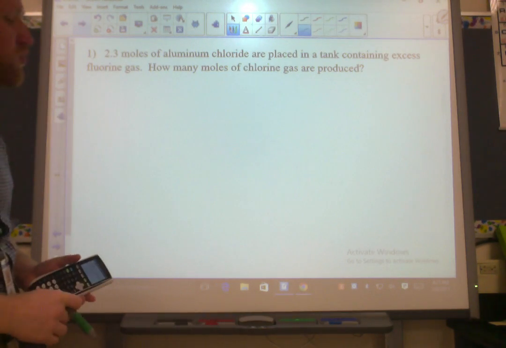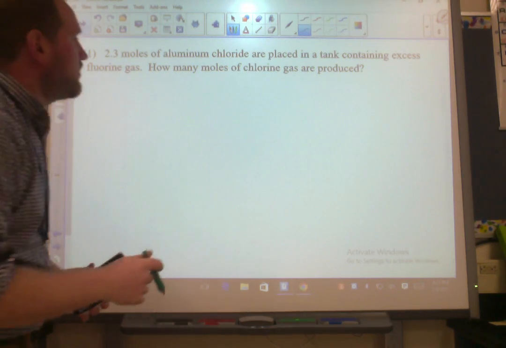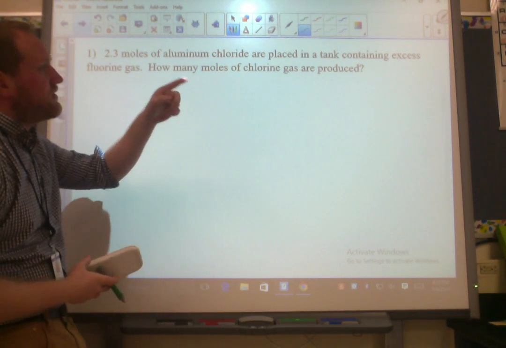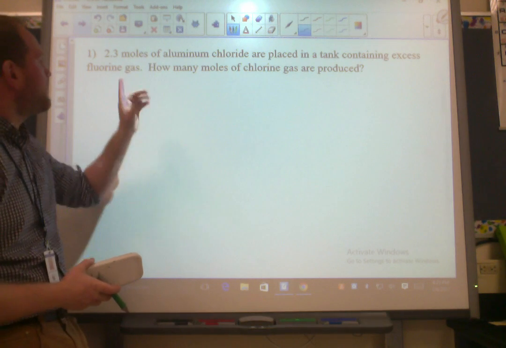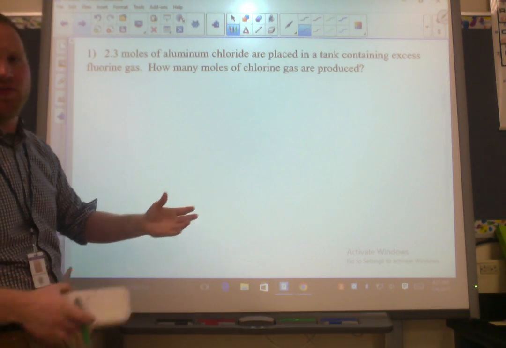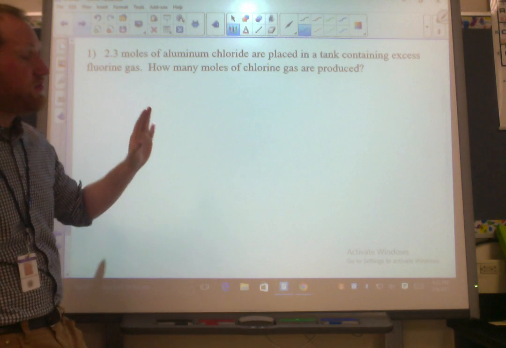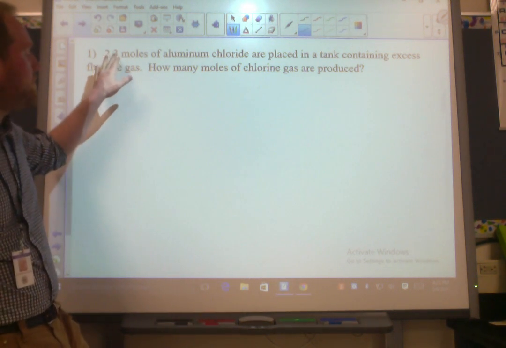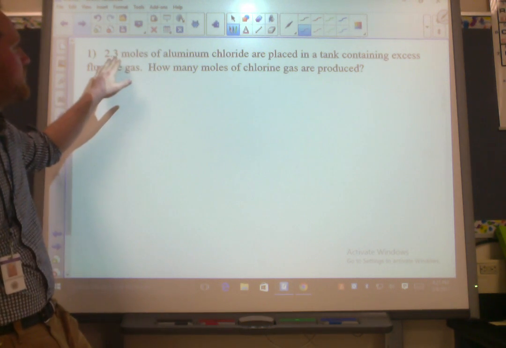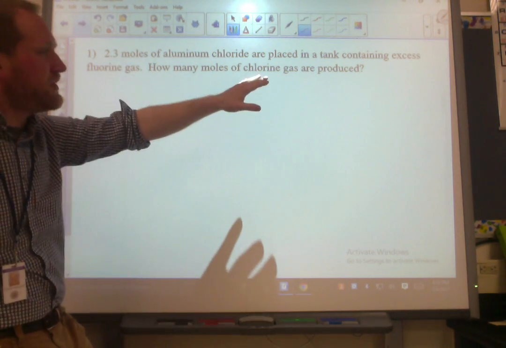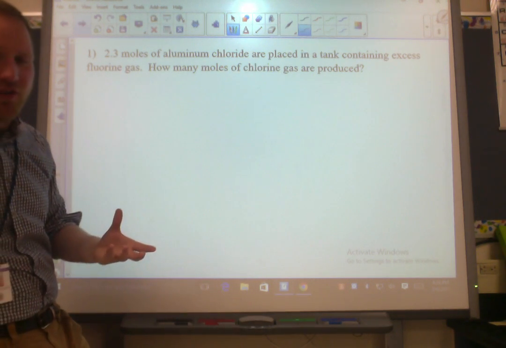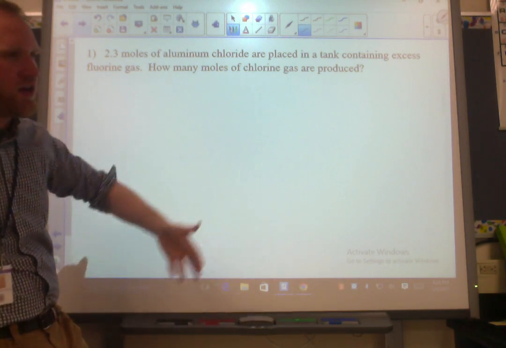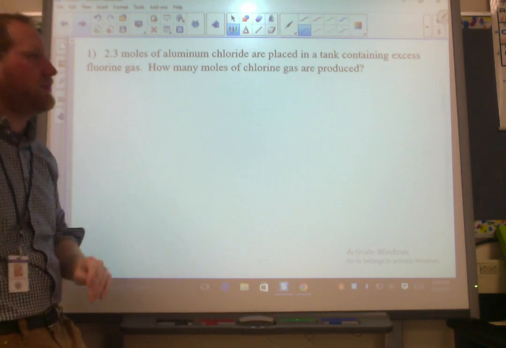All right. Number 1, I have 2.3 moles of aluminum chloride placed in a tank containing excess fluorine gas. This term excess, it basically means you have enough of the fluorine gas that it's not going to run out. This is something we're going to learn later in Unit 8. There's a limiting and an excess reactant. Basically, if I give you both amounts, like if I say 2.3 moles of aluminum and 4.6 moles of fluorine, one of them is going to run out first. So they can't both be used up. But if I just say excess, it means there's enough of it that it's not going to run out. So it really doesn't affect our math in this type of problem.